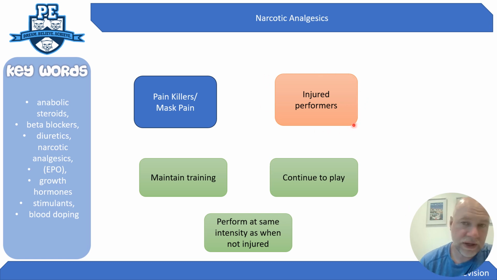Now, why would they take it? And that's where we get the links to enhancing performance. So the types of points you want to be making is it's going to maintain their ability to train. It's going to allow them to continue to play through pain, continue to play in the game, and they can perform at the same intensity as if they were not injured. So they're the three key links to performance that we always want to try and get in when we're looking at any sort of exam question. What's the application to performance?